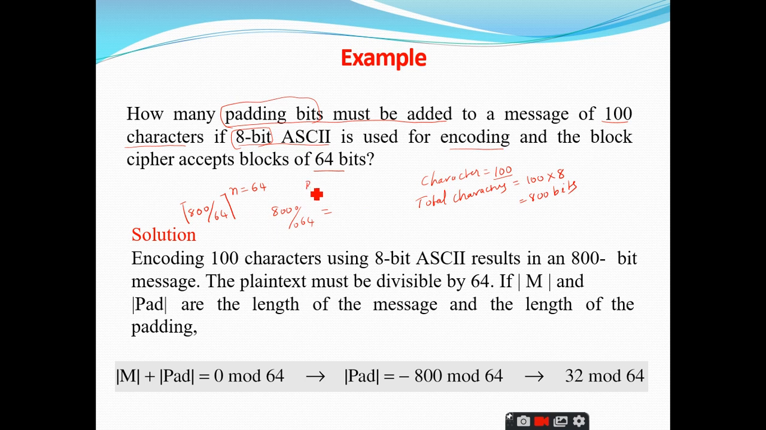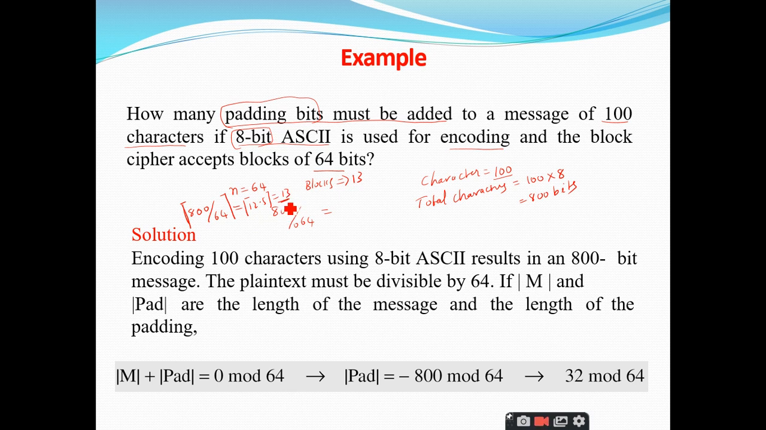That means the total number of blocks required is 13. Why? Because I have to take the ceil. Ceil means you have to take the upper value. So this is the ceil of 12.5, which is equal to 13. So the number of blocks required is 13.